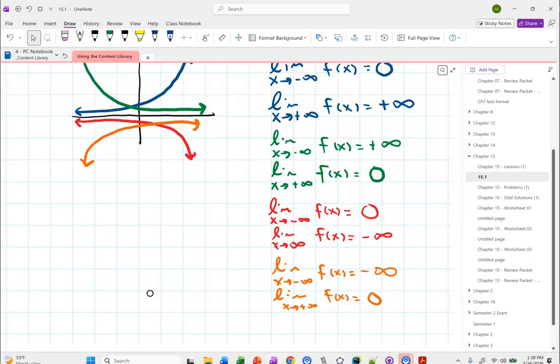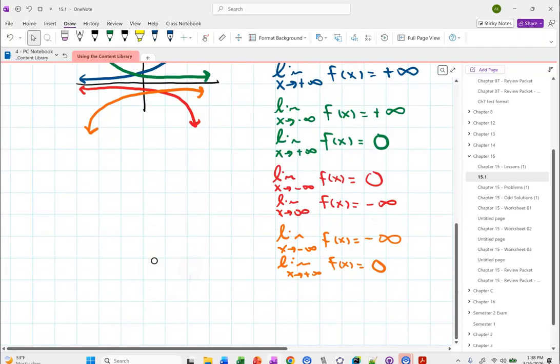So the point is that unlike a rational function, where both the left end and right end of the graph follow the horizontal asymptote, for an exponential function only one end is going to follow. The other end is going to go off to either positive or negative infinity. Does that feel okay?